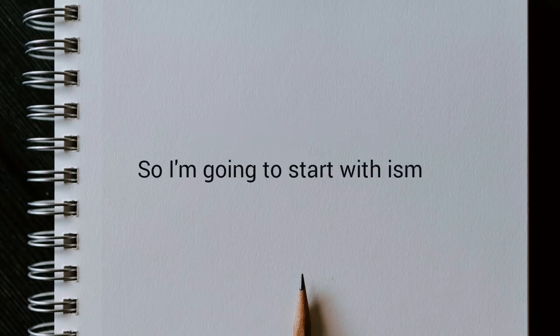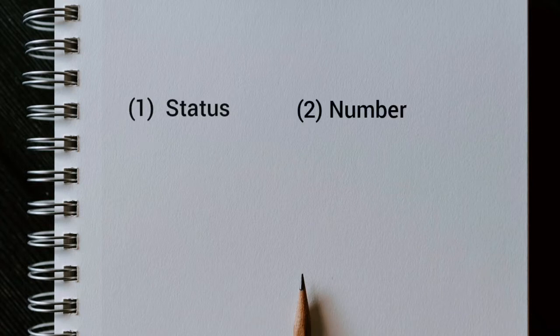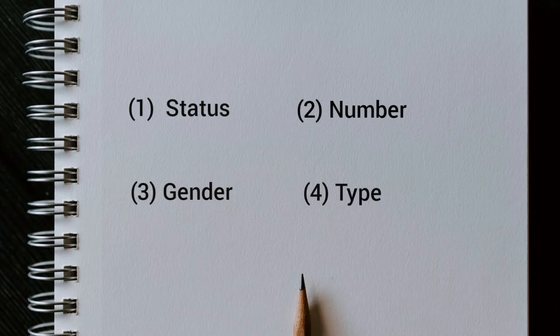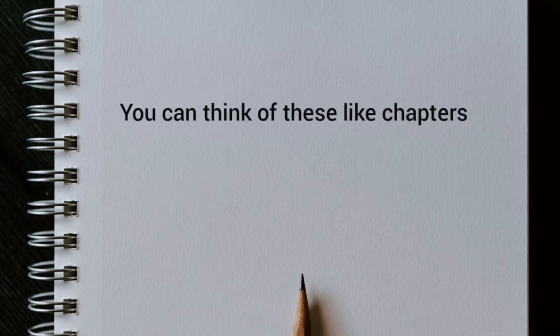So I'm gonna start with ism. In order to learn ism, we have to go through 4 lessons. First, status. Second, number. Third, gender. Fourth, type. You can think of these like chapters.